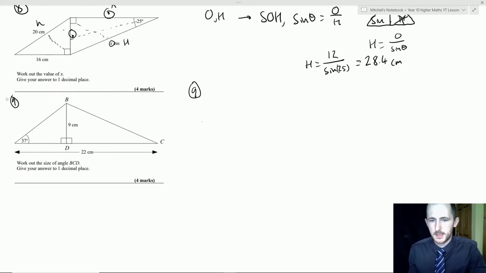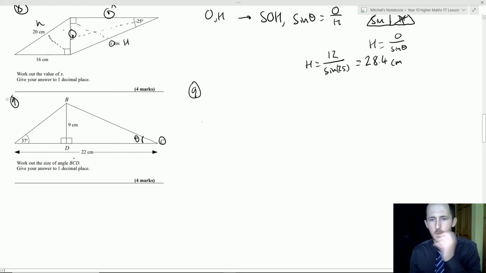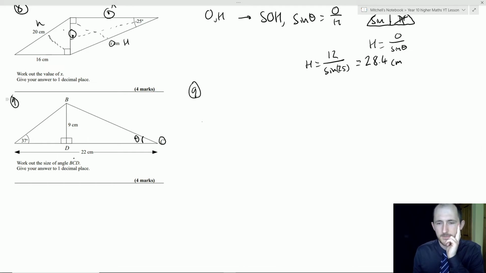So, this question: work out the size of angle BCD. Remember, let's mark the C, we're looking at this angle here, made up of sides BC and CD. So we're looking for this angle here, which let's call theta, because we're men. And we need to work out the size of the angle. Okay.